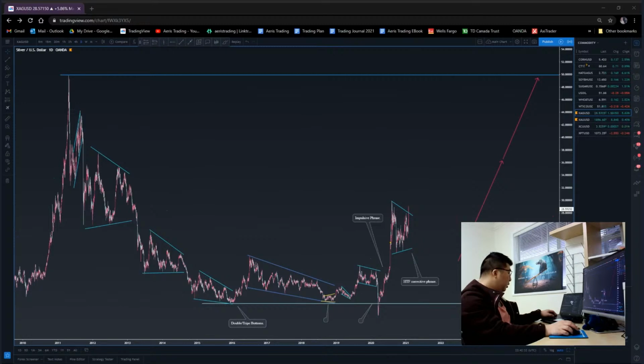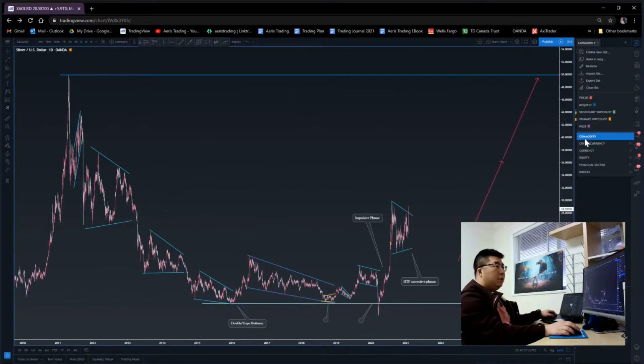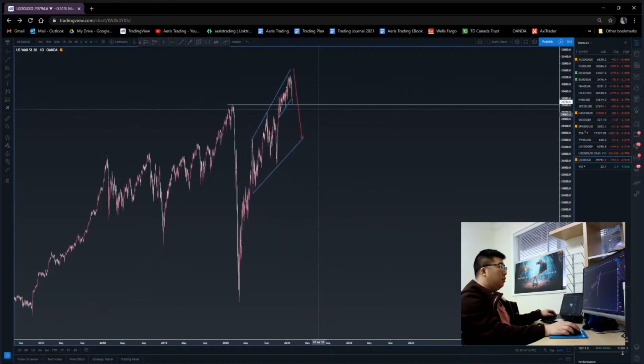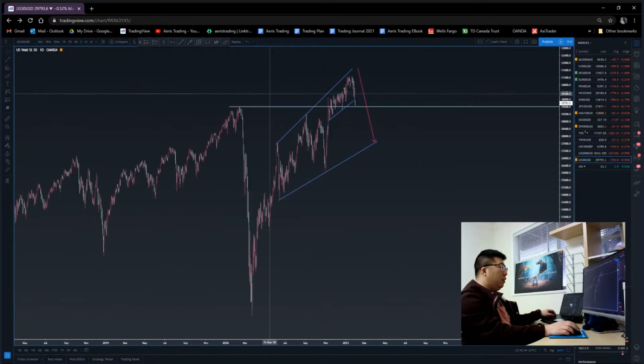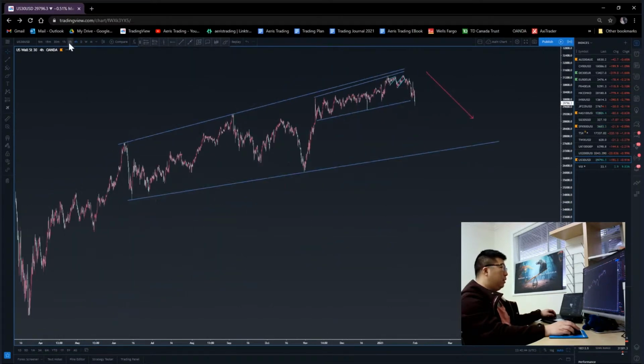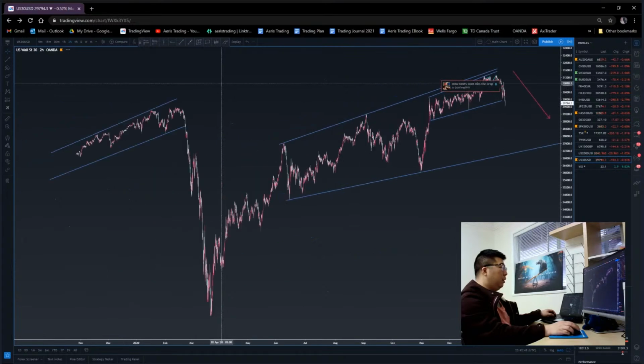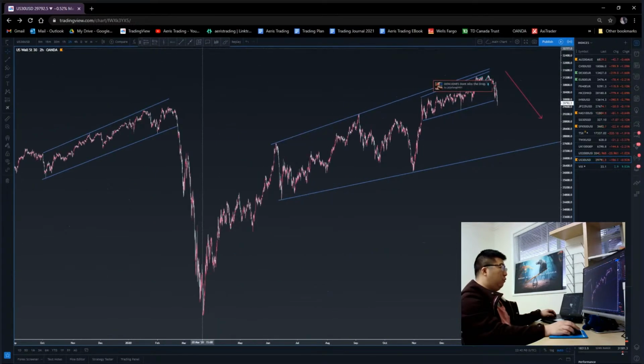Okay, so any questions, guys? So let's continue to indices. Let's talk about most of the indices. I've talked about this pretty much for months, right? And it looks like we finally could be getting that bearish potential from the market.